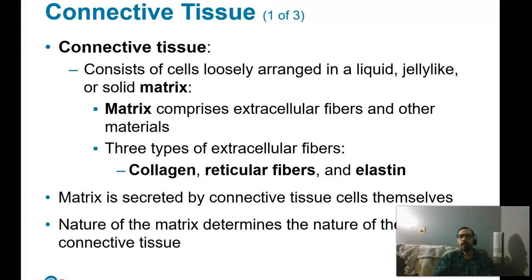Connective tissue is made up of cells that are loosely arranged, and as we went over before, it can either be jelly, liquid, or solid. It could be a solid matrix. And the matrix is comprised of extracellular fibers and other materials. The different fiber types are collagen, reticular, and elastin. The matrix is secreted by the connective tissue cells themselves, and the nature of the matrix determines the nature of the connective tissue.